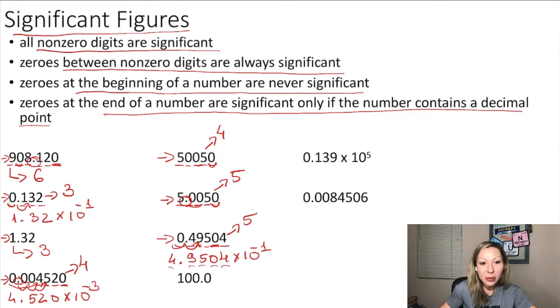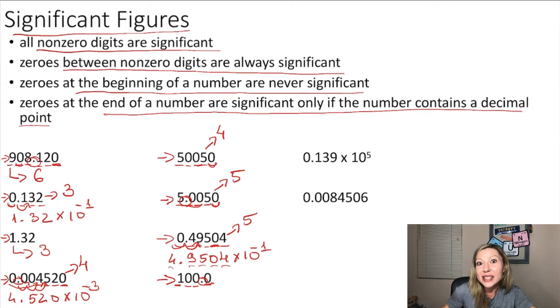Okay, what about my next example, 100.0? How many significant figures do I have here? Well, my 1 is definitely significant. I have a decimal point there. So this means that my last zero should be significant, which means that my next two zeros are also significant.